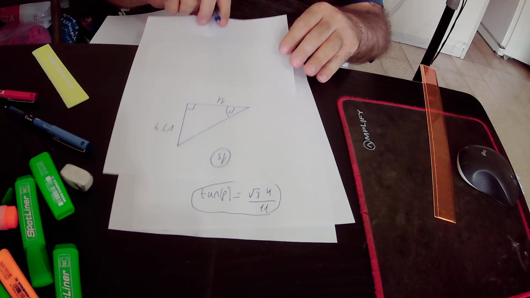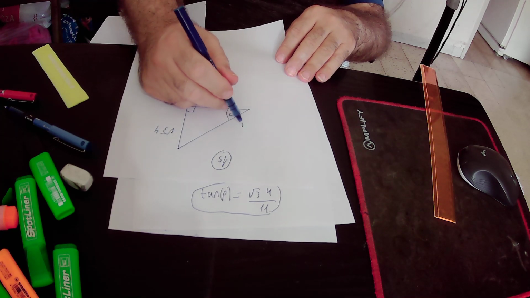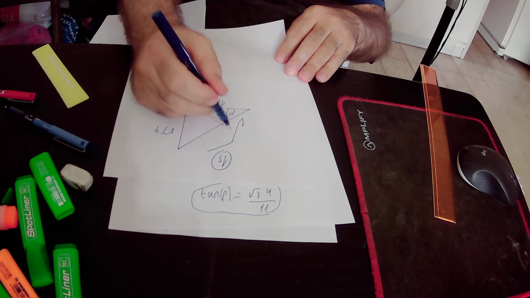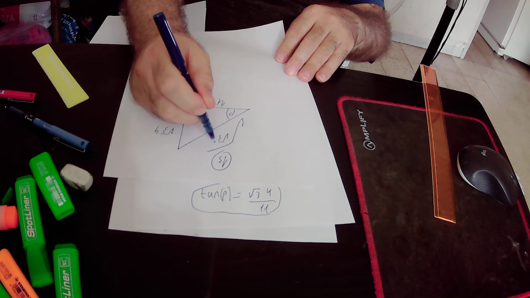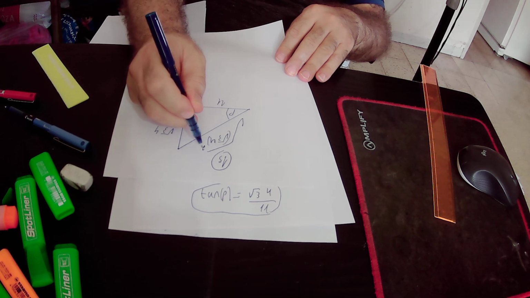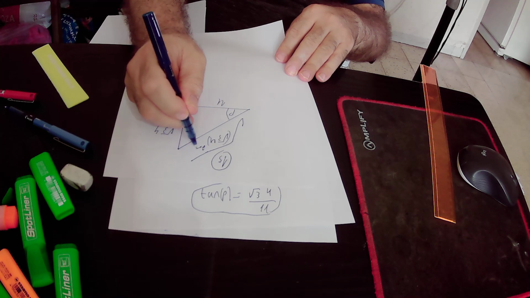So the hypotenuse will be equal to root 3 times 4 square plus 11 square.